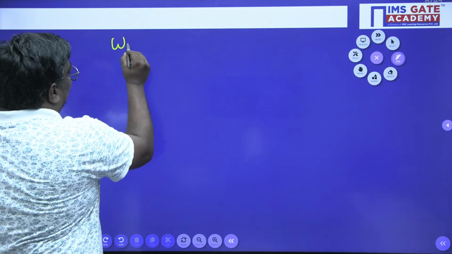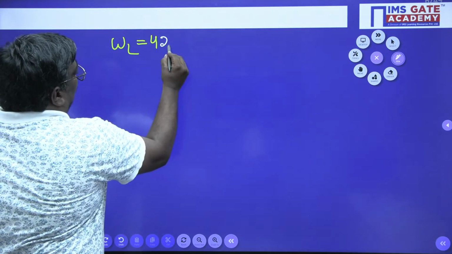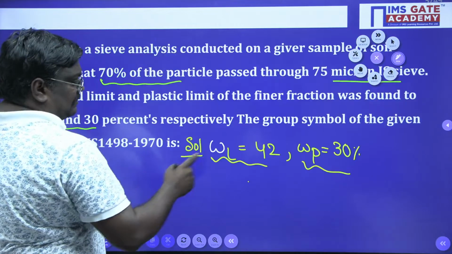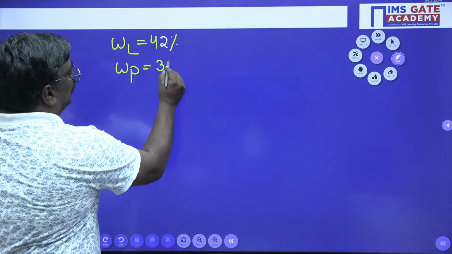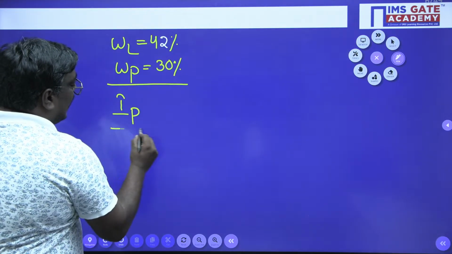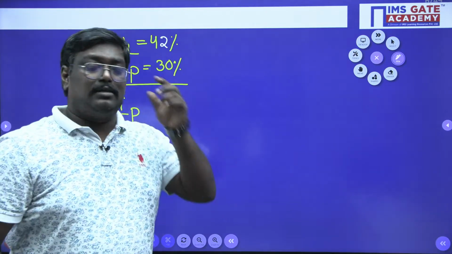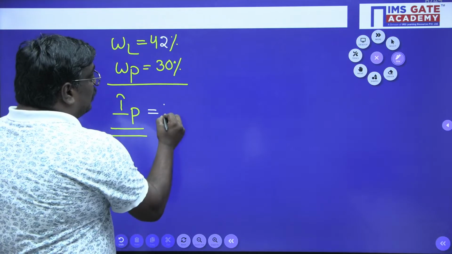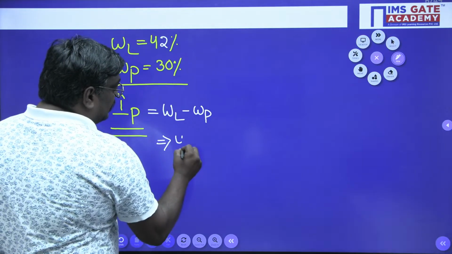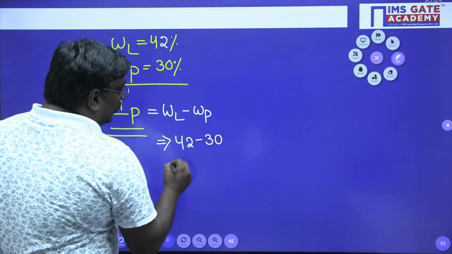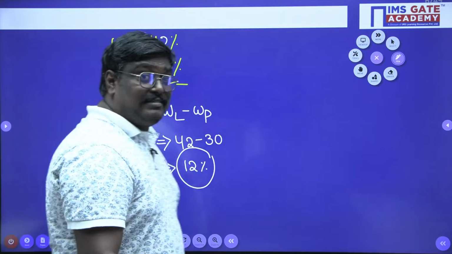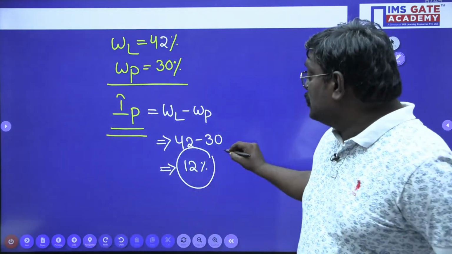Here the liquid limit is given as how much? 42 percent. The plastic limit is given as how much, my dear students? It is 30 percent. Okay. So yesterday I told you, Srujana, have you tried this problem? Now from this, what is IP? IP is nothing but the plasticity index. So IP is equal to WL minus WP, that is equal to 42 minus 30. So here we write this as 12 percent. So the value of the plasticity index is 12 percent.